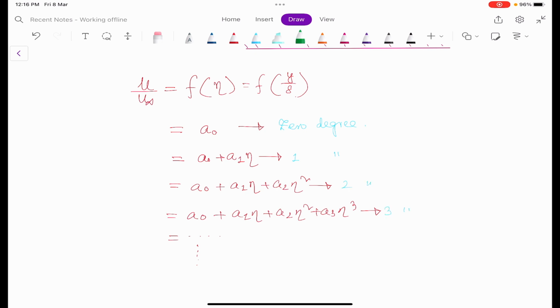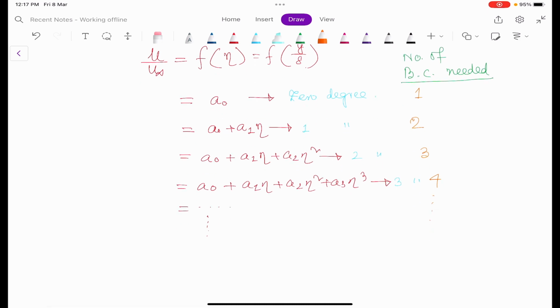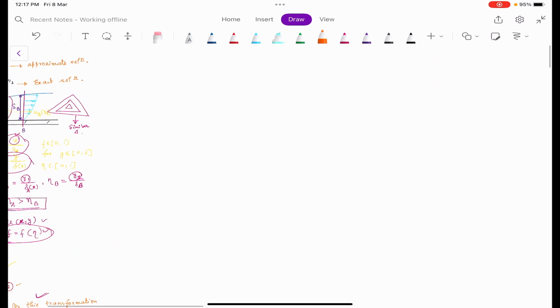So here you need only one boundary condition. The number of boundary conditions is needed to find the constants, because once you find the constants, then you know the profile. Here you need two boundary conditions, and here you need 3, 4, and so on. So the more boundary conditions you use, the more accurate the assumed profile is. Okay, so that is the preferred way: you should use as many boundary conditions as possible.